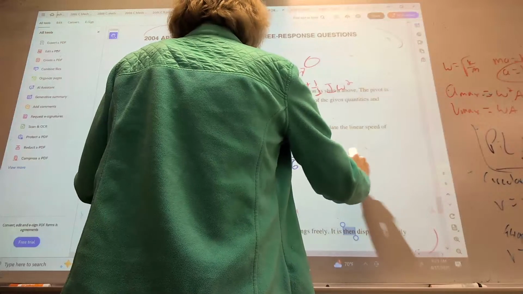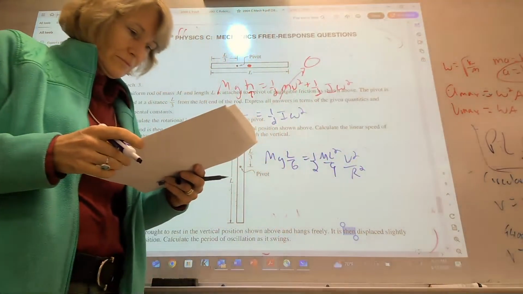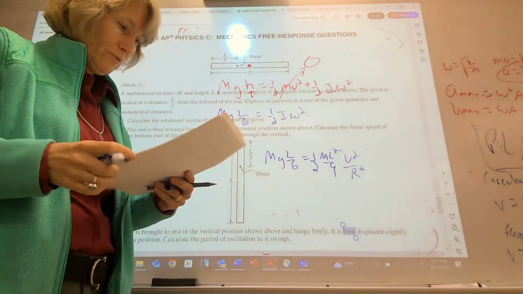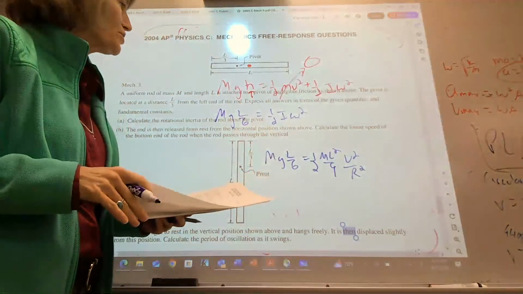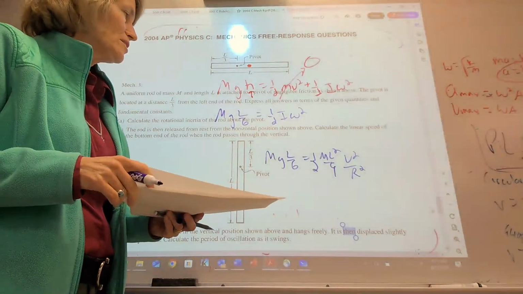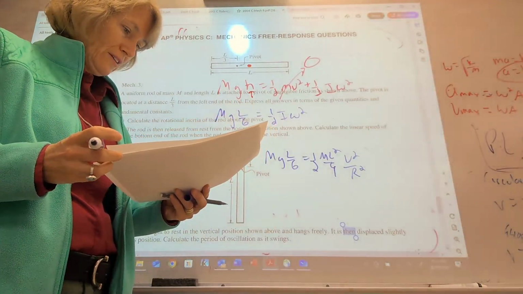So you had to get rid of omega with V squared over R squared. Now, we don't have R. They didn't give us R. So you need to put R in terms of L. But that part is a little tricky. You get a point for every little thing.